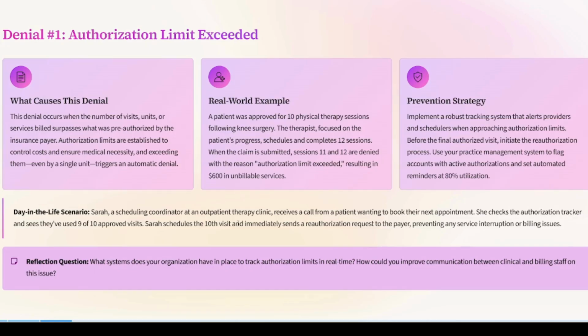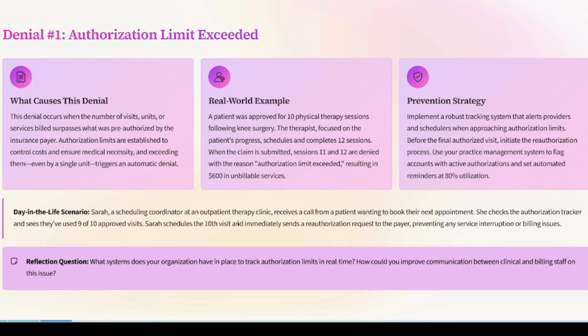Okay, day in a life scenario. Sarah, a scheduling coordinator at an outpatient therapy clinic, receives a call from a patient wanting to book their next appointment. She checks the authorization tracker and sees they've used 9 of 10 approved visits. Sarah schedules the 10th visit and immediately sends a revalidation request to the payer, preventing any service interruptions or billing issues. Okay, so Sarah is being proactive about what's going on in this situation, and that's what we want. We need proactiveness.